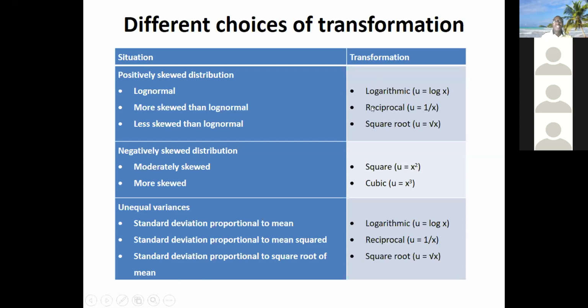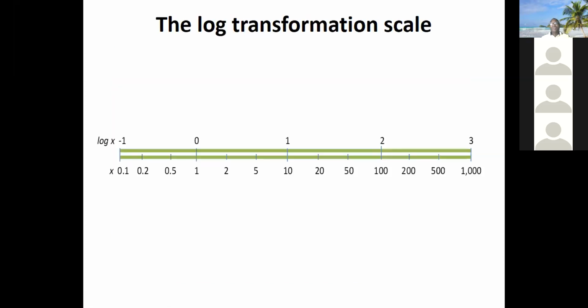For positive skewness, we have outliers that are extremely bigger than the rest. What this one does is to bring them down. But one thing about logarithm transformation that makes it very unique, it does both jacking up and bringing down. How does it do it? You see, look at the logarithm transformation scale.